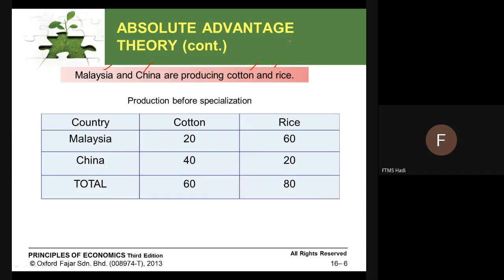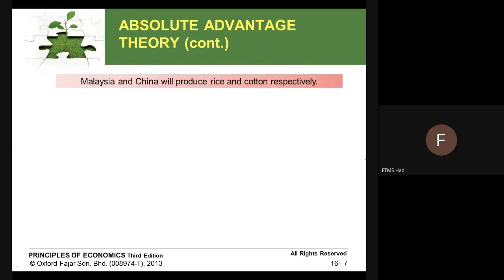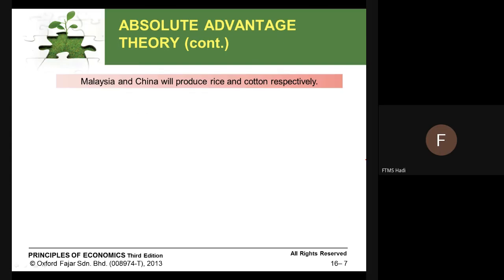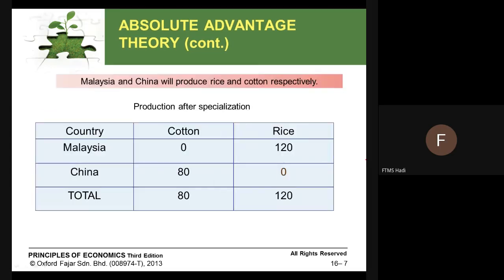So as you can see here, Malaysia has less experience in cotton, whereby they only produce 20, China produces 40, and for rice, Malaysia is far better, producing 60 rice compared to 20 rice. Assume it is kilograms. So 20 plus 40 is 60, 60 plus 20 is 80. After specialization, this is what happens. Let's say after specialization, Malaysia is far superior to China in terms of rice, by 120. For China it is 80. So the totals are 80 and 120.